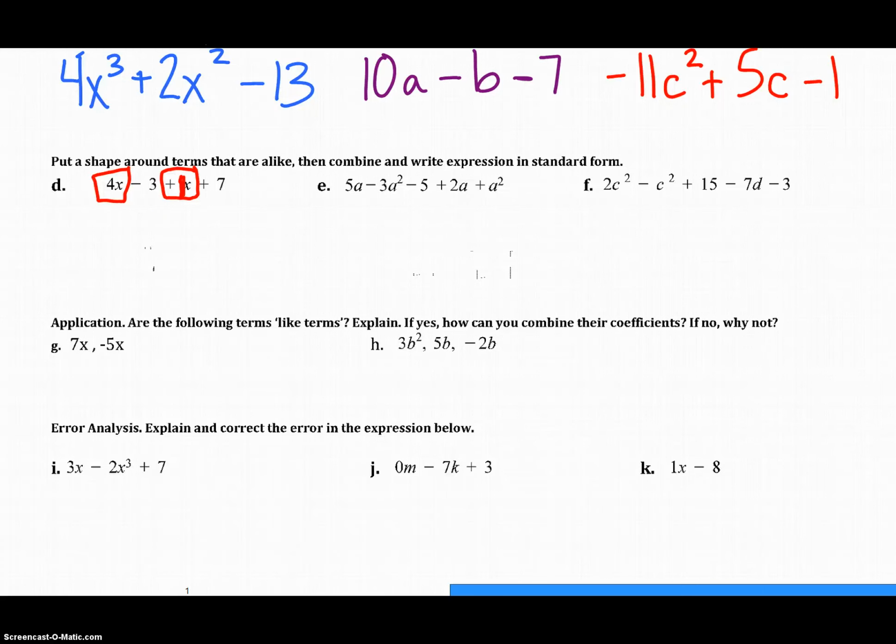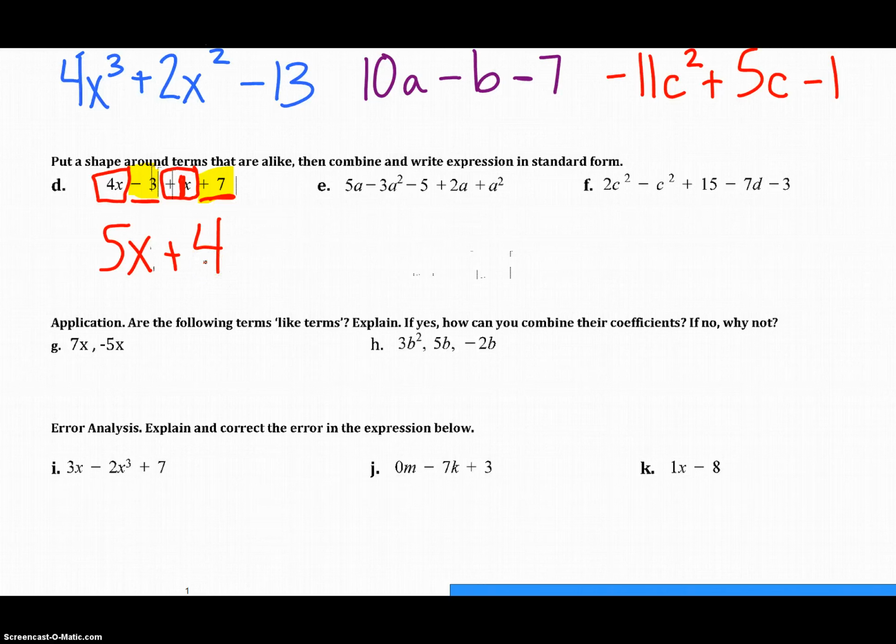The constants I'm going to highlight here in just plain old yellow. So I can highlight the boxed numbers. 4 and 1 get me 5x, and then negative 3 plus positive 7. Same signs keep and add, different signs subtract. So I'm going to subtract 7 and 3 to get a positive 4. So that is my final answer written in standard form.